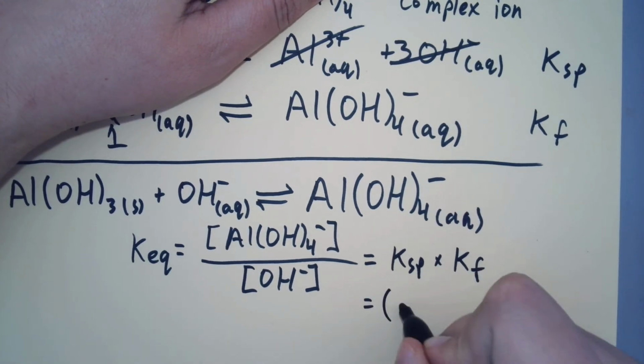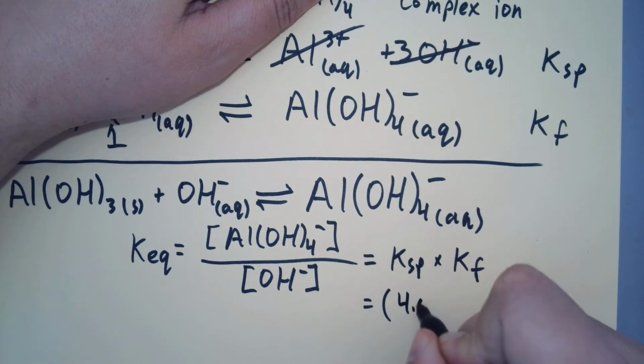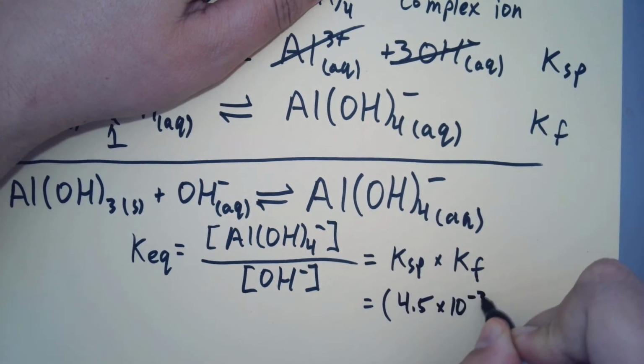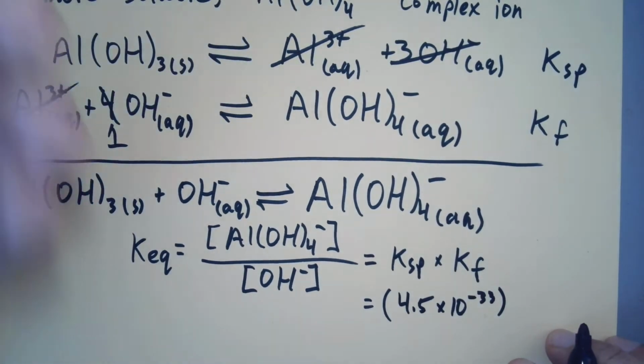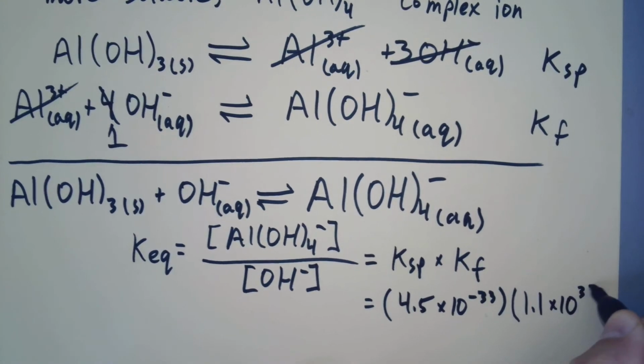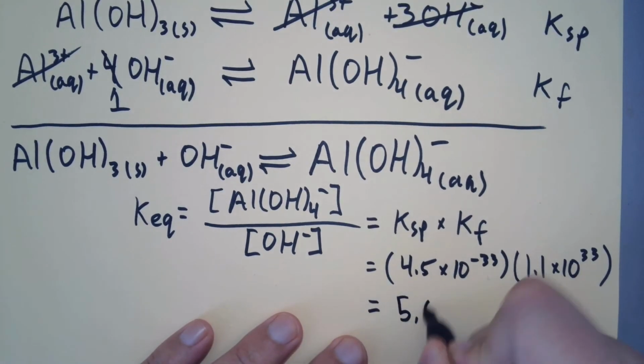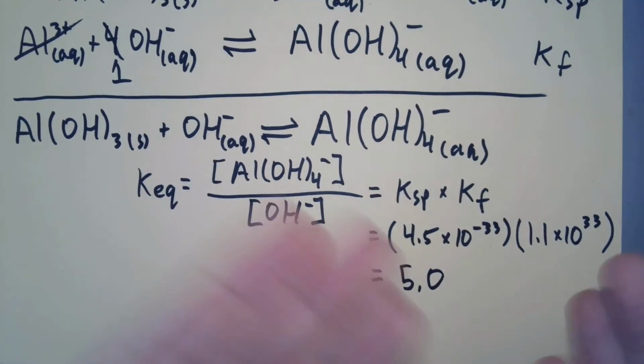And let's see, so we know the value for KSP, we've talked about it before. It is 4.5 times 10 to the minus 33, so it was a very small number. It wasn't very soluble, right? KF is 1.1 times 10 to the 33. Just kind of a coincidence that the powers of 10 are the same. And so it comes out to be 5.0. No power of 10 at all needed.